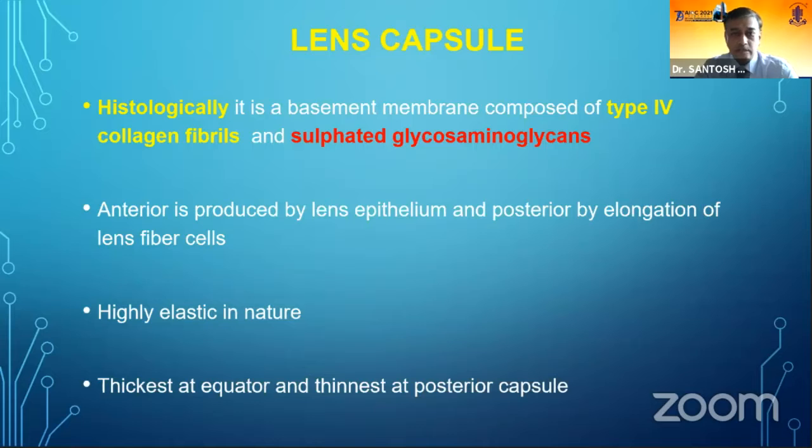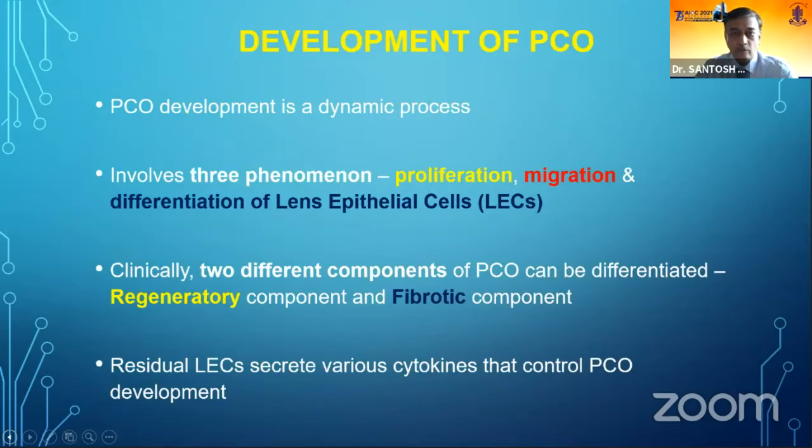We all know that the lens capsule is a basement membrane composed of type 4 collagen fibrils and sulfonated glycosaminoglycans. The anterior capsule is produced by lens epithelium, and the posterior capsule is produced by elongation of lens fiber cells, which is highly elastic, thickest at the equator and thin at the posterior pole. Development of PCO is a dynamic process. It involves three phenomena: proliferation, migration, and differentiation of lens epithelial cells.